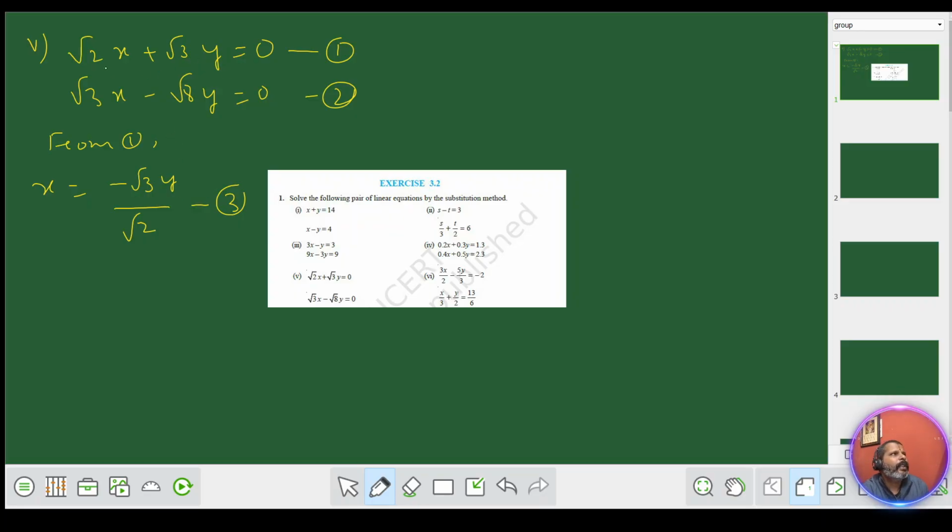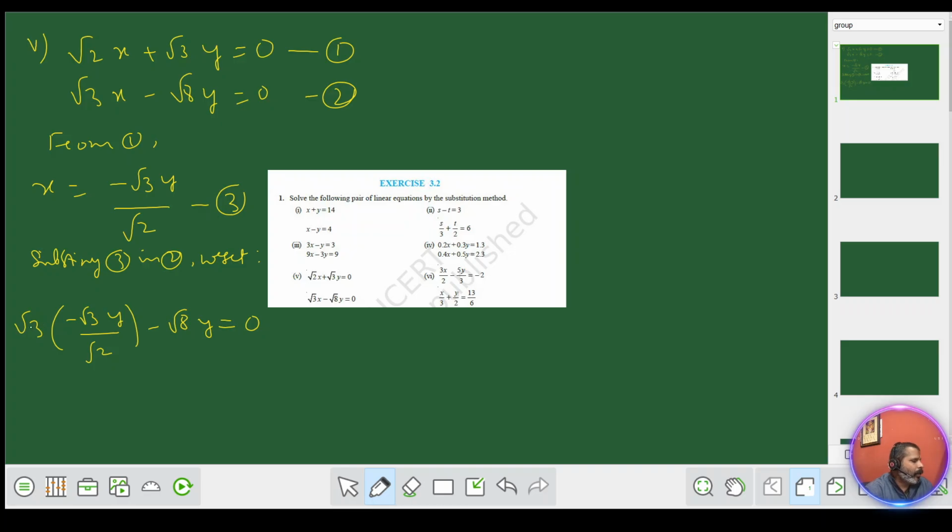How do you transpose? Root 2x equal to 0 minus root 3y. Then 0 minus root 3y is minus root 3y. Therefore, x equal to minus root 3y by root 2. Substitute this. Now, see, substituting 3 into 2, we get, what do we get? Root 3 as it is. Instead of x, we have to write minus root 3y by root 2, minus root 8y equal to 0. Now the equation is single variable y, we can solve it.